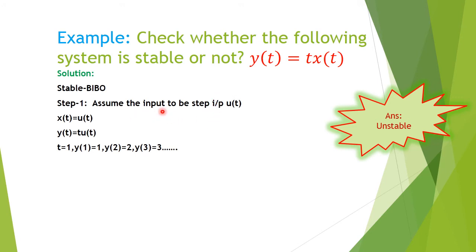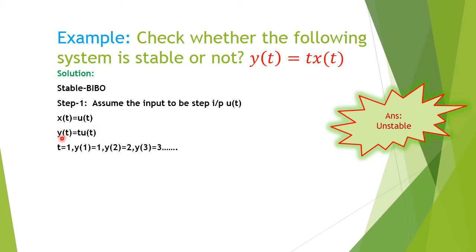So here assume the input to be a step input, that is u of t. Already we have seen what a step input signal is. If you have any doubt, you can refer to the link given in the description box. So x of t is equal to u of t. So here the input is assumed as the unit step input. Instead of x of t, you have to substitute u of t. So you will get y of t equal to t into u of t.